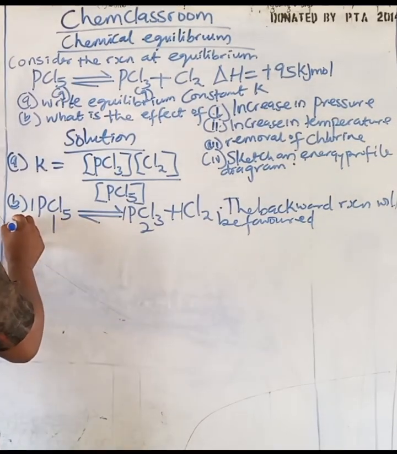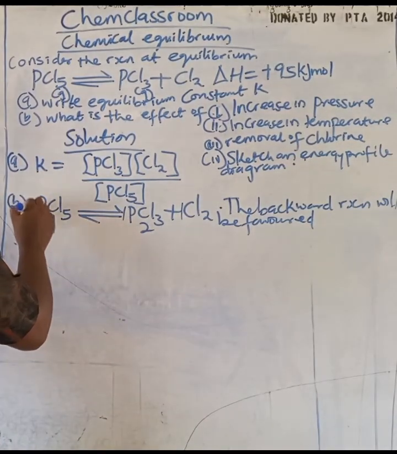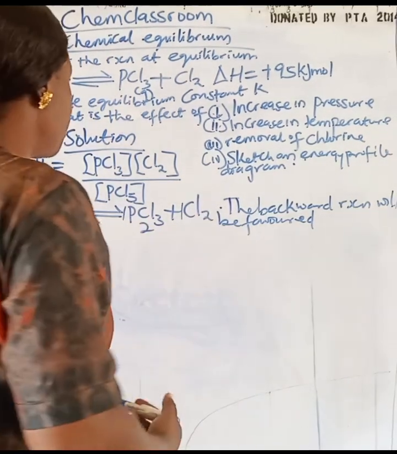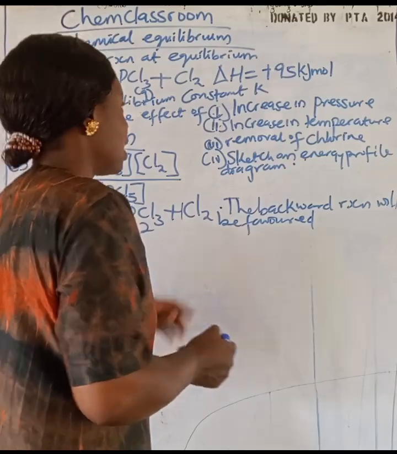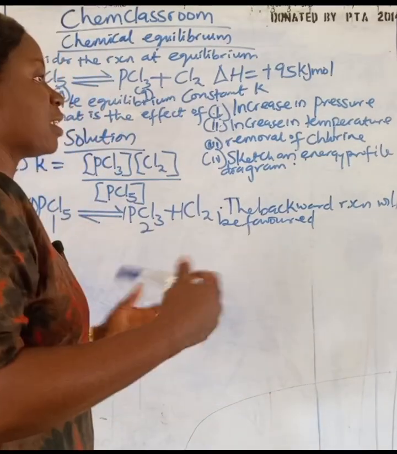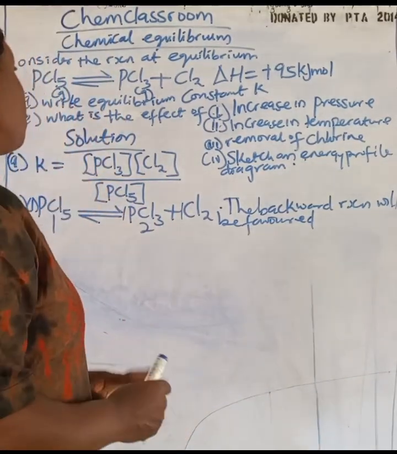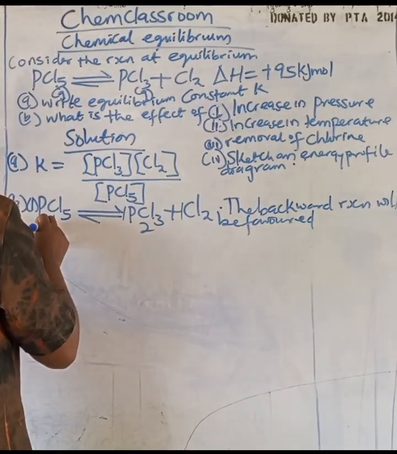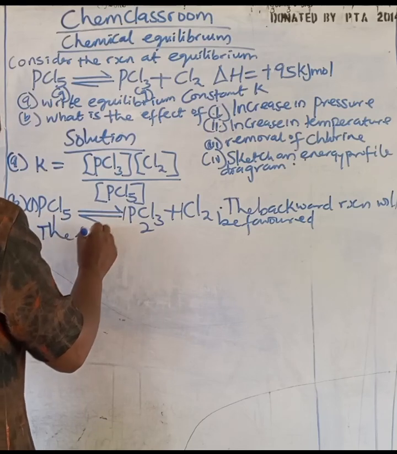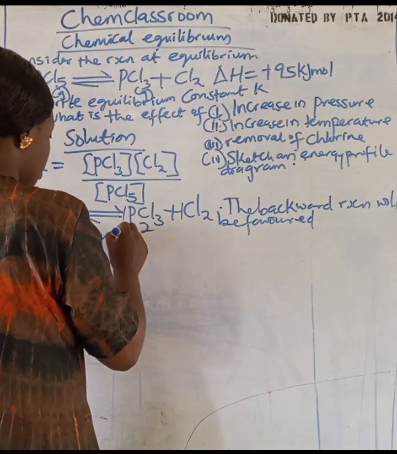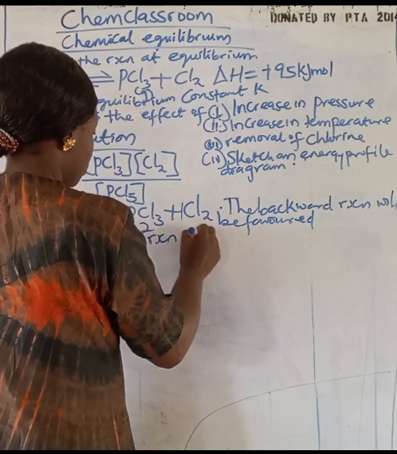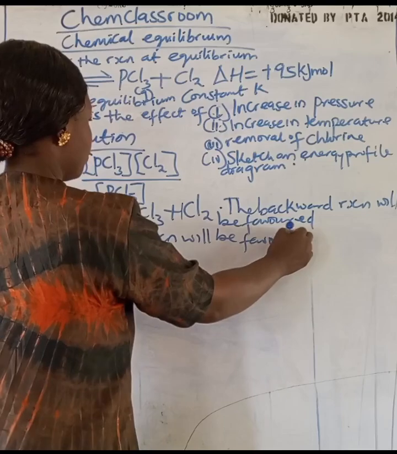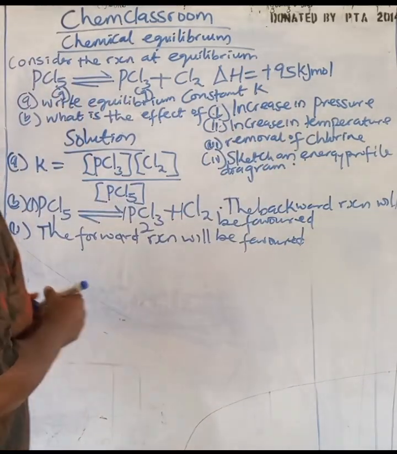Yes. So the second one here is what? Increase in temperature. Now, I said that this reaction is endothermic, and there is a standing rule. So increase in temperature would definitely favor the forward reaction. So increase in temperature, the forward reaction will be favored. So equilibrium will shift to the right.